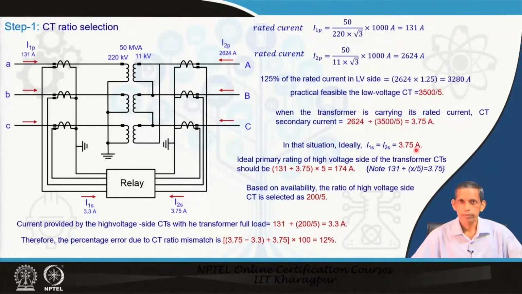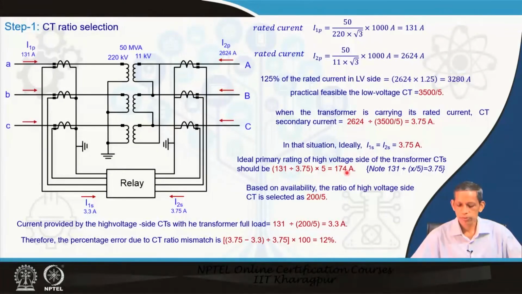With that, considering the same amount of current from this side, we calculate: the 131 ampere full load current flowing in the primary, divided by the 3.75 ampere expected on the secondary of the CT, and this is a 5 ampere CT. So, we get 174 ampere, and we consider this 174 ampere as the corresponding CT ratio. So, how do you get this? 131 is to x as 5 is to the CT ratio for this side, which will give you 3.75. That is why we are trying to find the x value.